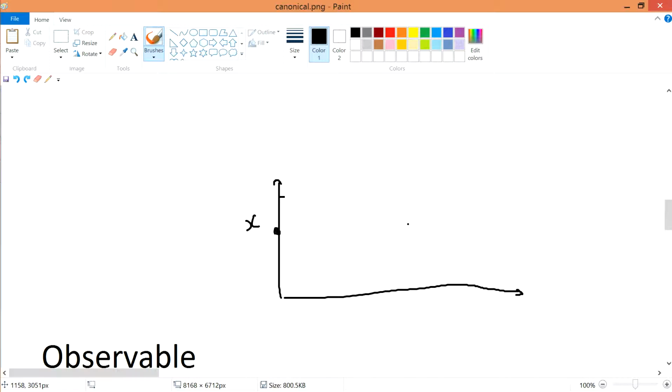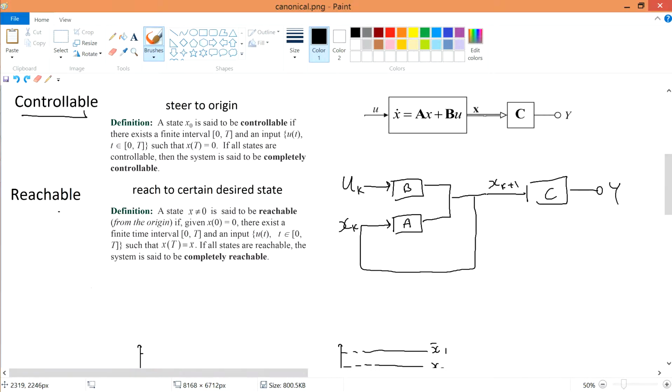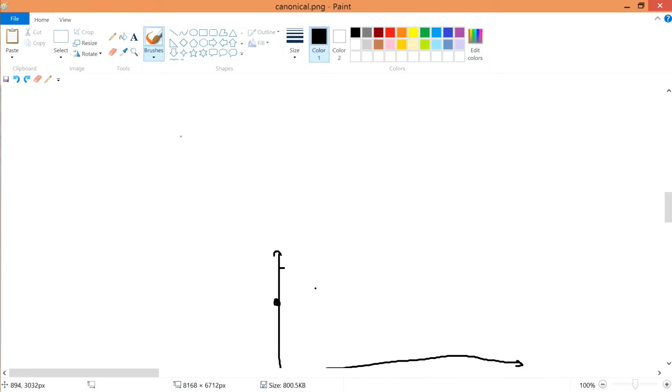If you still remember, what we are dealing with is something that is multi-variable. This can be multi-input, multi-output. My input is actually my u. So we were thinking, can we have a single input but a multi-output system? A single u can steer all your different states to 0. What do I mean by this?